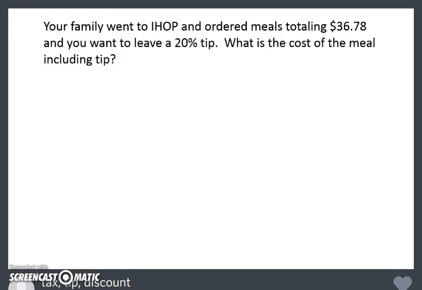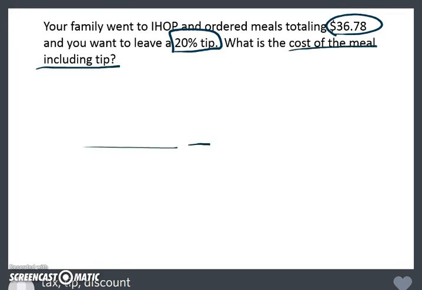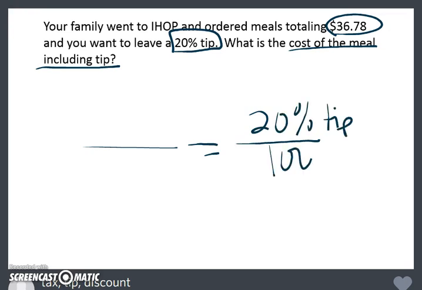Now, since the tip is added, we're going to find the tip and then add it to the original price. So your family went to IHOP and ordered meals totaling $36.78, and you're going to leave a 20% tip. We want to know the cost of the meal including tip. I know it's a 20% tip, and that's out of 100%, and the meal totals $36.78, so that's the whole.